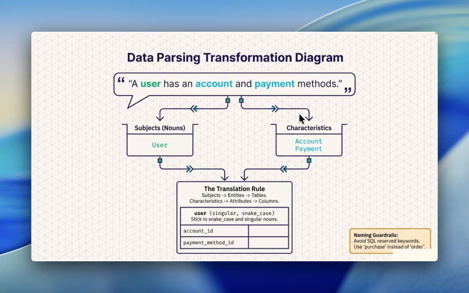The translation rules: subject becomes entity, tables; characteristics become attributes, columns. User, singular, snake case. Stick to snake case and a singular form: account_id, payment_method. Avoid SQL reserved keywords, use purchase instead of order.